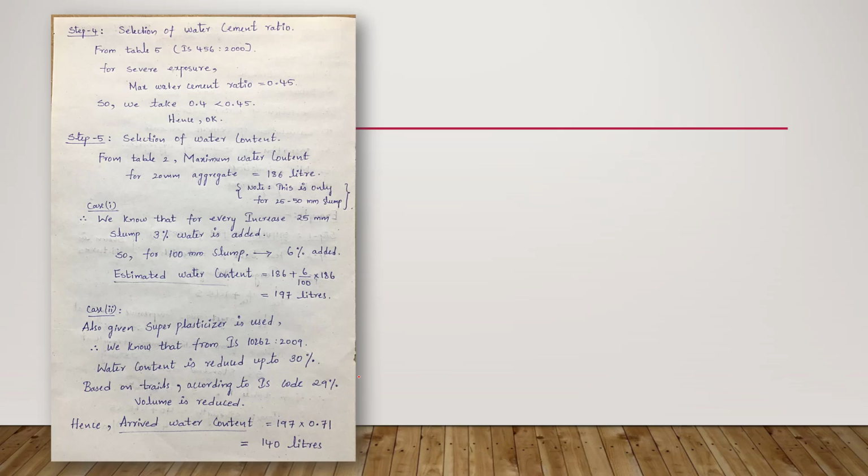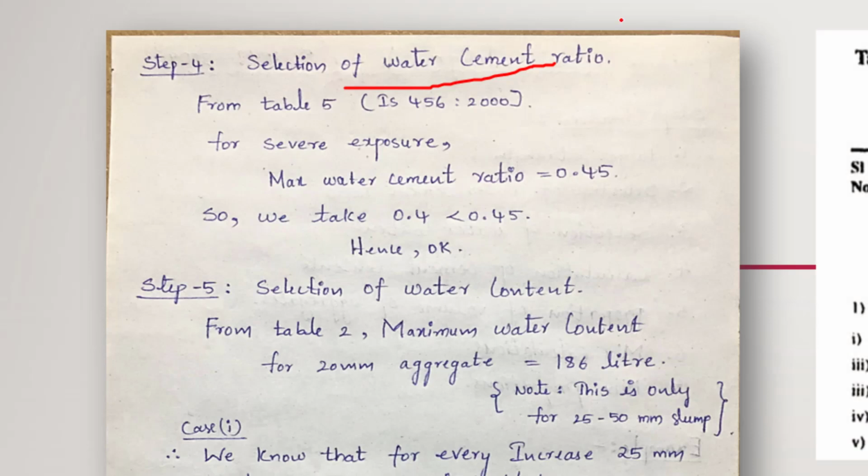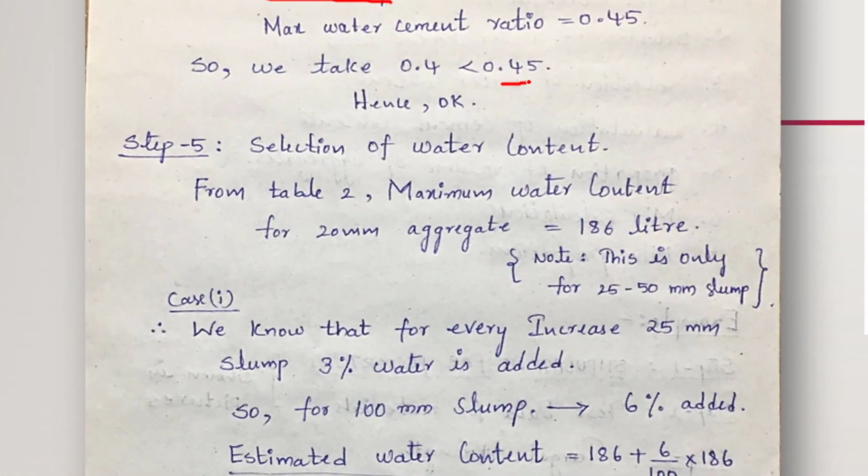Here in step 4, selection of water cement ratio is important. From table 5, which I have given here, from IS 456, for severe exposure conditions the maximum water cement ratio is 0.45. So we have to select a water cement ratio which is less than 0.45, so I have taken 0.4. Okay. And next, in step 5, selection of water content is taken from table 2.